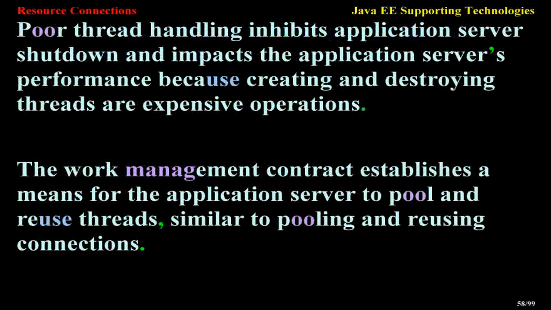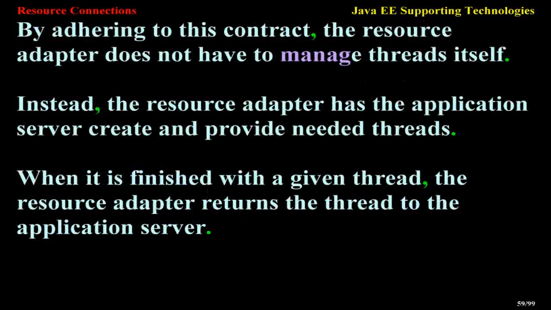The work management contract establishes a means for the application server to pool and reuse threads, similar to pooling and reusing connections. By adhering to this contract, the resource adapter does not have to manage threads itself. Instead, the resource adapter has the application server create and provide needed threads. When it is finished with a given thread, the resource adapter returns the thread to the application server.